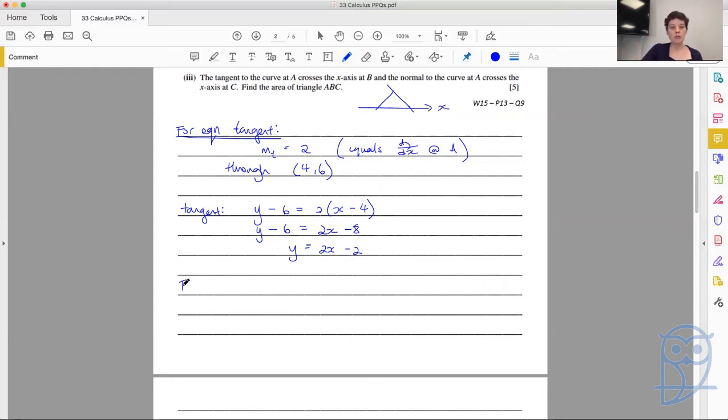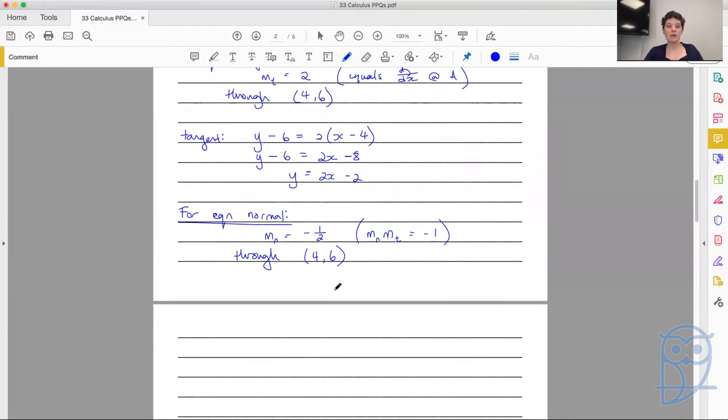So, a similar approach for the equation of the normal. We would have mn equals minus a half. Flip it, change the sign, because mn times mt equals minus 1, the perpendicular relationship. And we're still going through the point (4, 6), but we are building good habits.